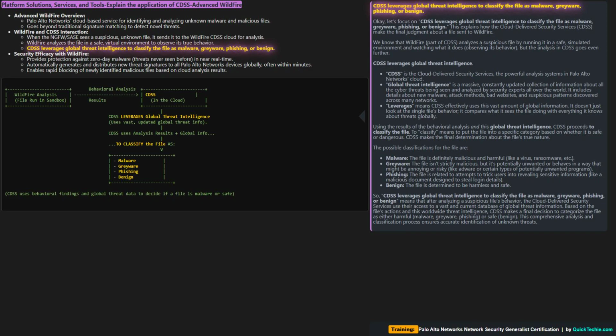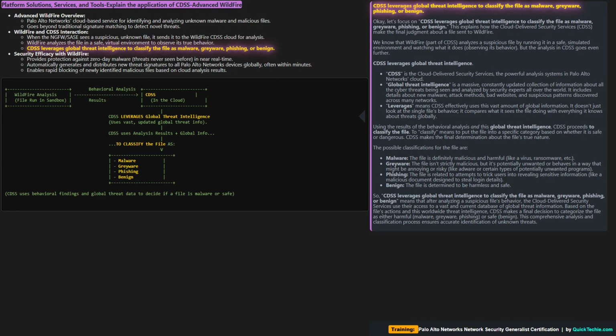CDSS leverages global threat intelligence to classify the file as malware, greyware, phishing, or benign. Okay, let's focus on that. This explains how the cloud-delivered security services, CDSS, make the final judgment about a file sent to WildFire. We know that WildFire, part of CDSS, analyzes a suspicious file by running it in a safe, simulated environment and watching what it does, observing its behavior. But the analysis in CDSS goes even further. CDSS leverages global threat intelligence.